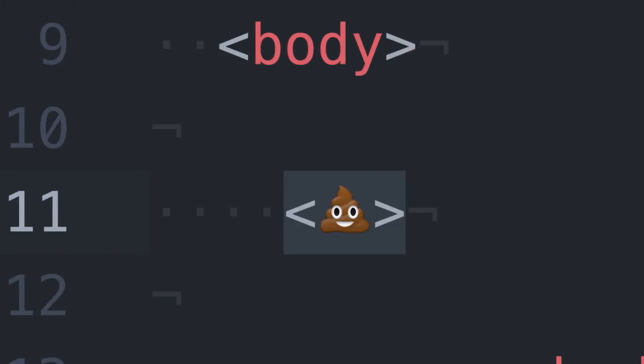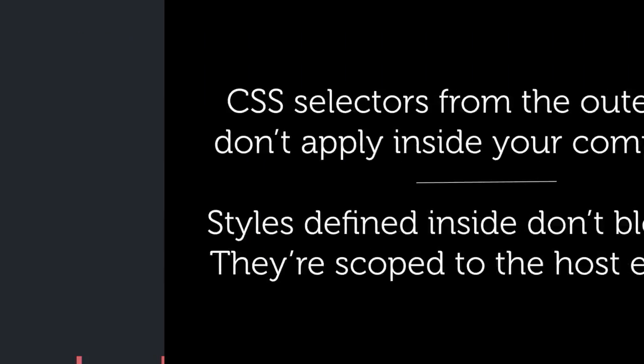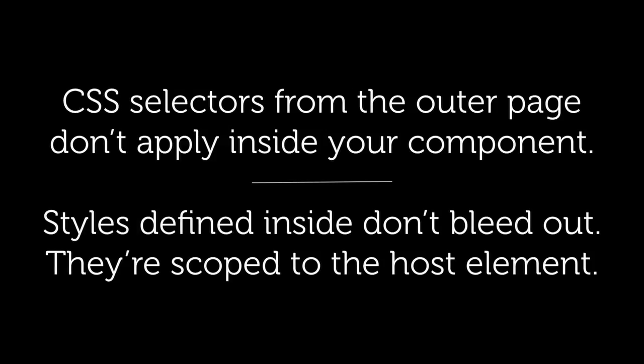And the shadow DOM is basically a diaper, right? It keeps your code and your shit contained. So as a rule, the CSS selectors that are applied outside the page don't get applied inside. And selectors and styles that are inside the shadow DOM don't bleed out to your DOM elements.